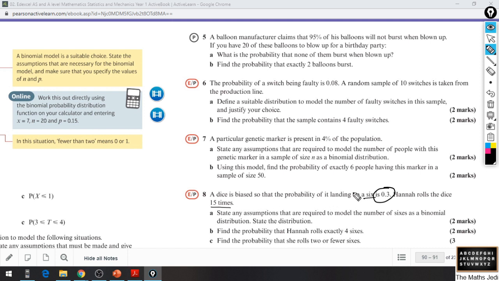Are the events independent? We would argue yes, because the dice landing on 6 the first time doesn't affect whether the dice lands on the 6 the second time. And then you're hoping the probability remains fixed. So the assumptions for a binomial are all there. Which binomial distribution is it? It's a binomial distribution of 15 trials. Chance of success is 0.3.